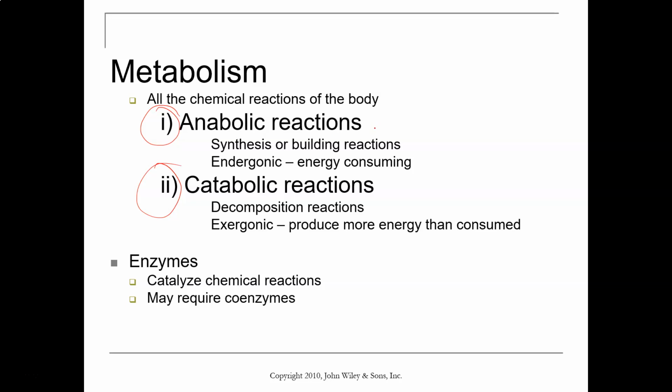For example, protein synthesis, connecting amino acids together to make proteins. That's anabolic, and it requires energy in the form of ATP. Catabolic, on the other hand, reactions are breaking down larger organic molecules into smaller ones, like proteins into amino acids, and that releases energy. So, for example, breaking down glucose to carbon dioxide and water releases energy used to make ATP.